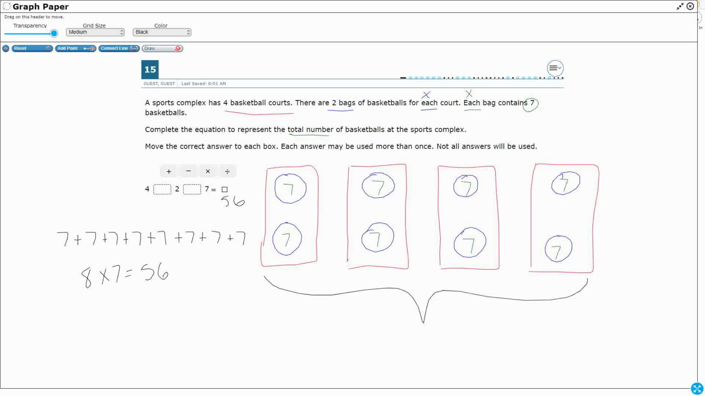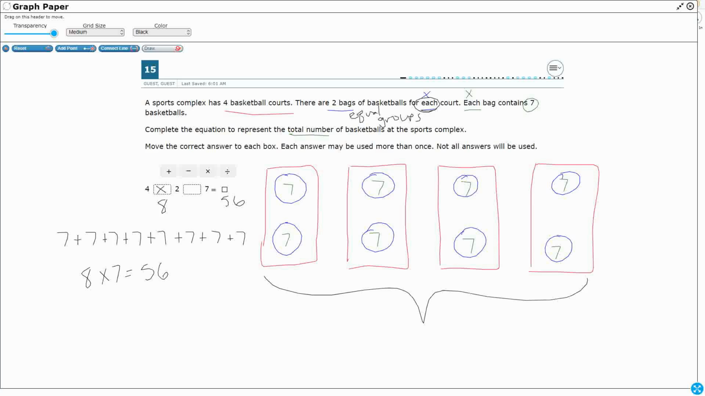Well, I multiplied 7 8 times, but let's go back and look at the problem itself, because it actually is going to give us some clues to figure out what we did. When we've got 4 basketball courts, that's the initial number, 2 bags of basketballs for each court. You notice I wrote that multiplication symbol. That's because we're dealing with equal groups. And when we're dealing with equal groups, the same number in each, that's either multiplication or division. In this case, we're multiplying because it's 4 courts times 2 each. So I need to put an X right there. 4 times 2 gets me my 8.